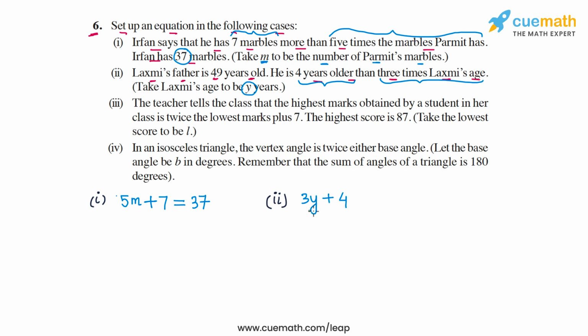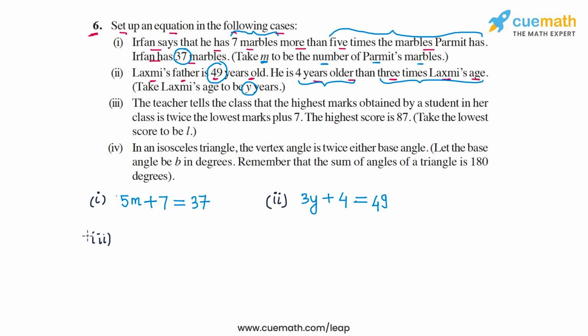So this expression is Lakshmi's father's age, which is 49 years. So 3y plus 4 should be equal to 49, and this is the equation for part 2. Okay, now let's do part 3.